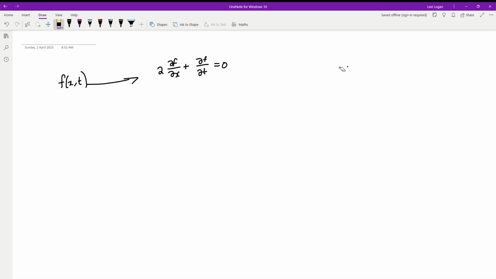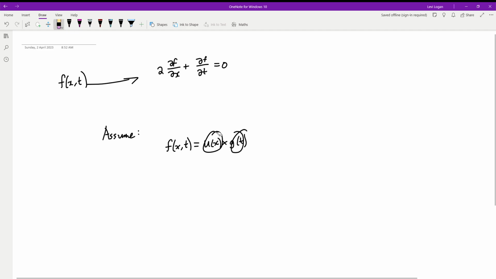Basically what you have to do to solve something like this is make an assumption. You have to assume that f of x and t is the product of a function of x and a function of t. The product means you have a function of x multiplied by a function of t. You have to make that assumption in order to solve this via separation of variables.